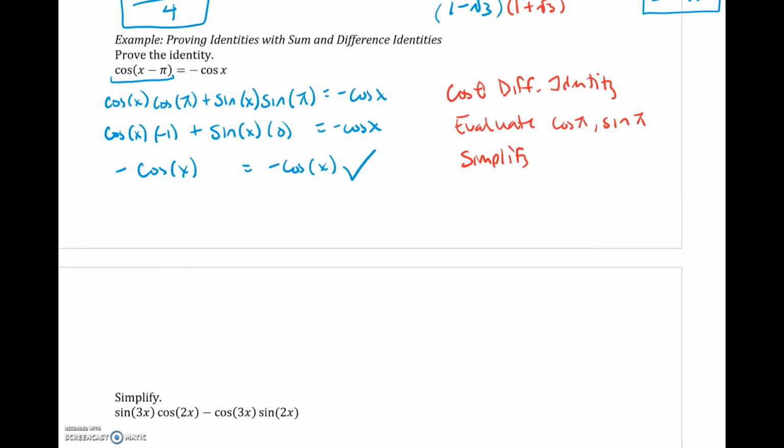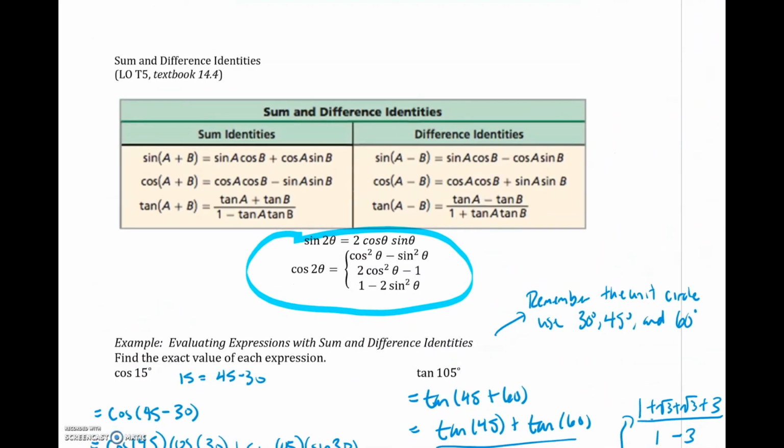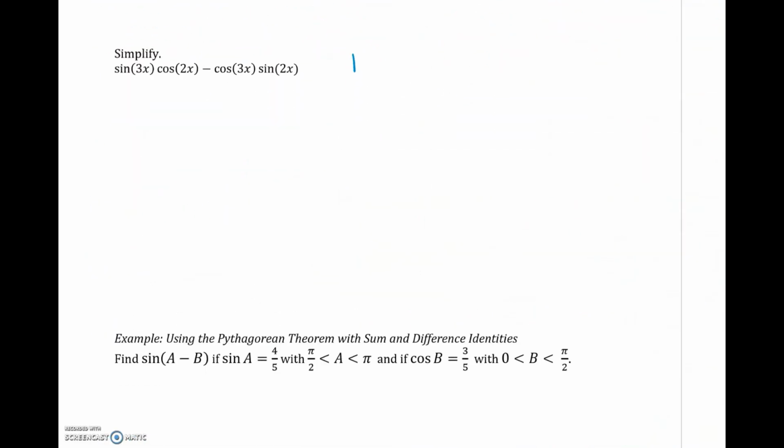Well, we can go back and kind of match up this statement with what difference or sum identity it corresponds to. So where do we see sine times cosine minus cosine times sine? Well, if you look here, sine times cosine minus cosine times sine, that is this sine of a minus b, that difference identity for sine. So I'm going to go ahead and use that on this next example.